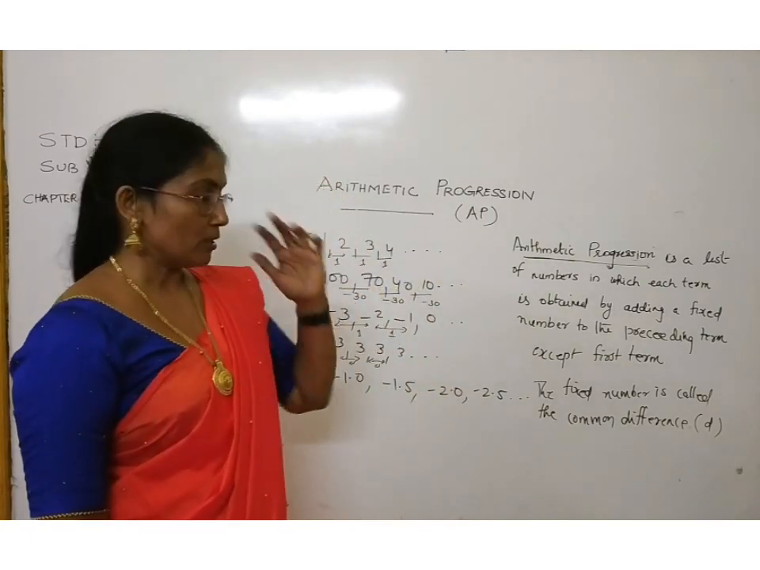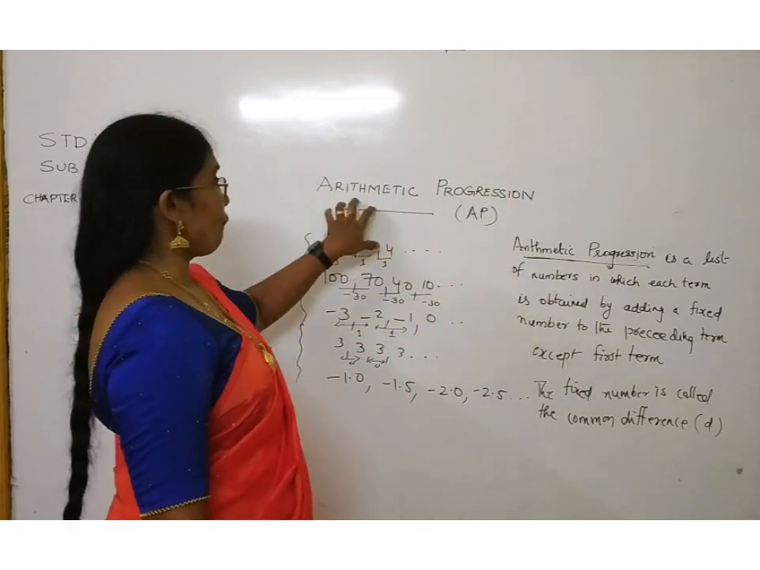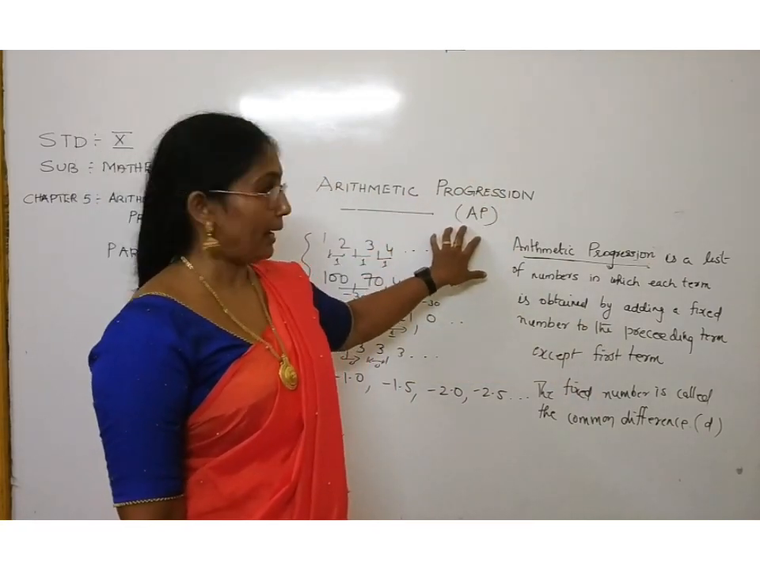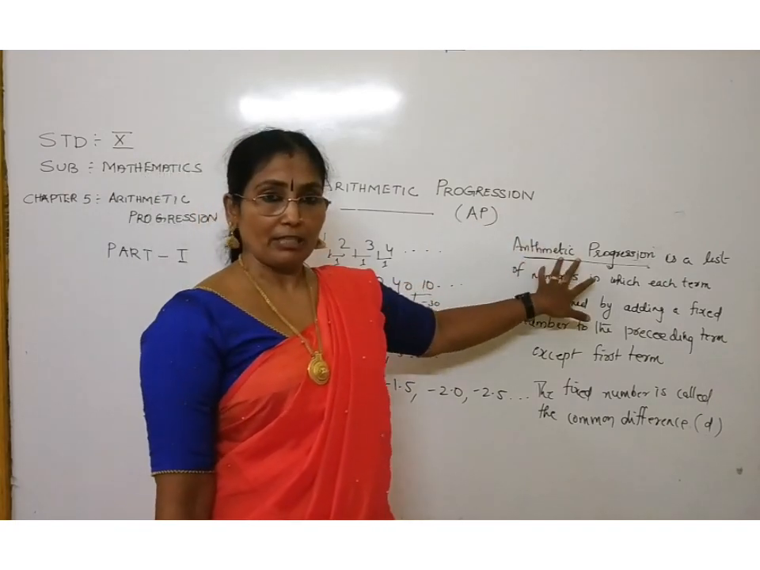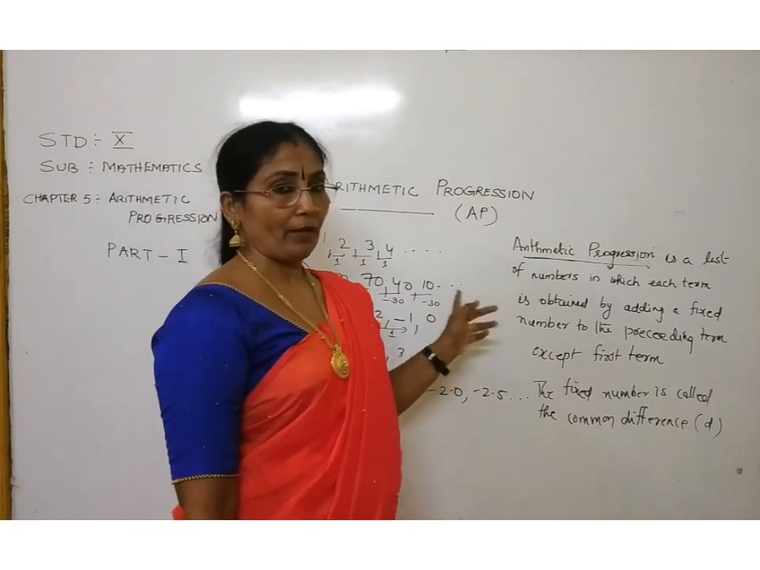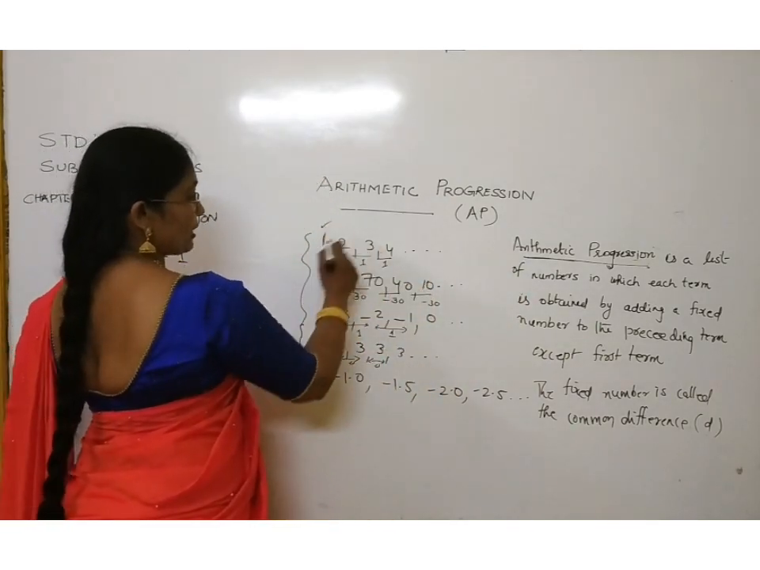This pattern of numbers has a common difference, which we call d, and the short form we can write for arithmetic progression is AP. Now we understood that. What do you mean by arithmetic progression? It's a list of numbers in which each term is obtained by adding a fixed number. I told you that these numbers 1, 2, 3, 4, this is the first term, the second term.